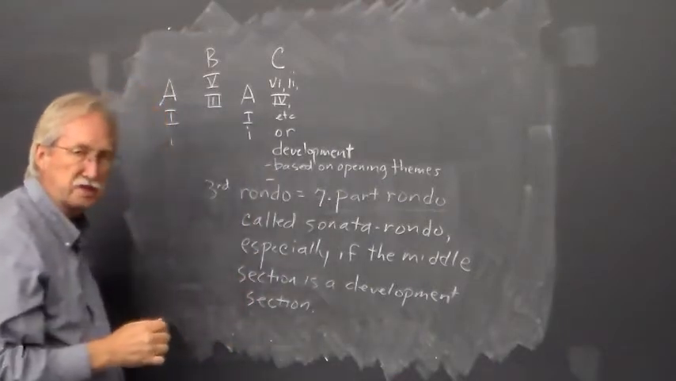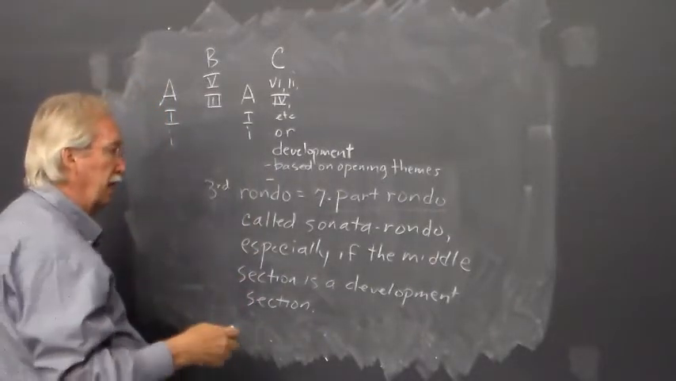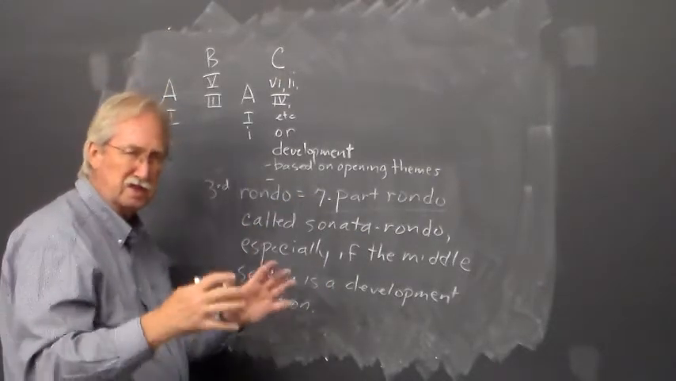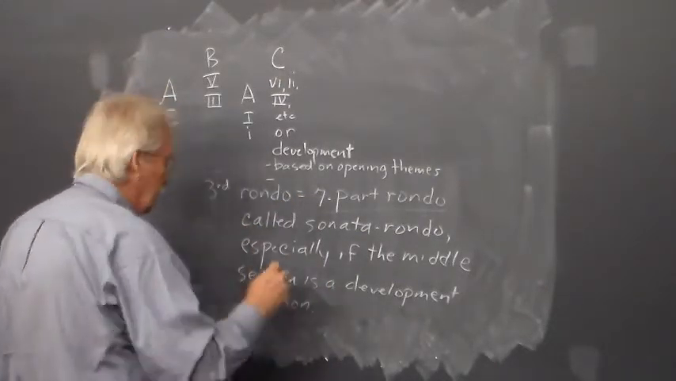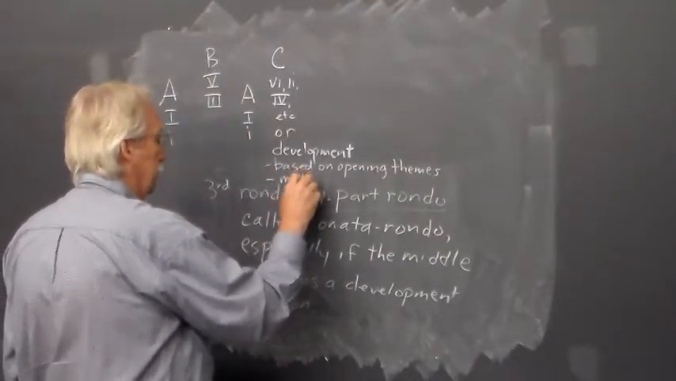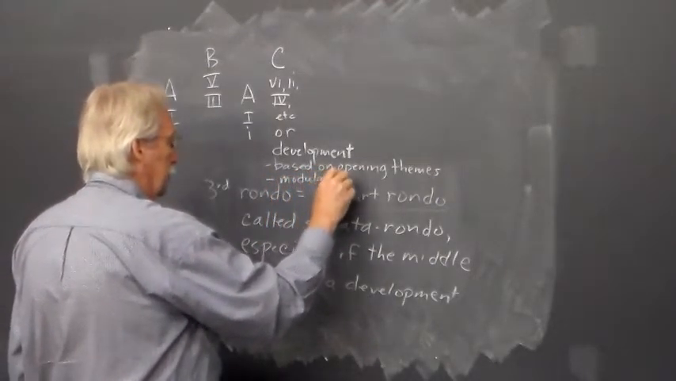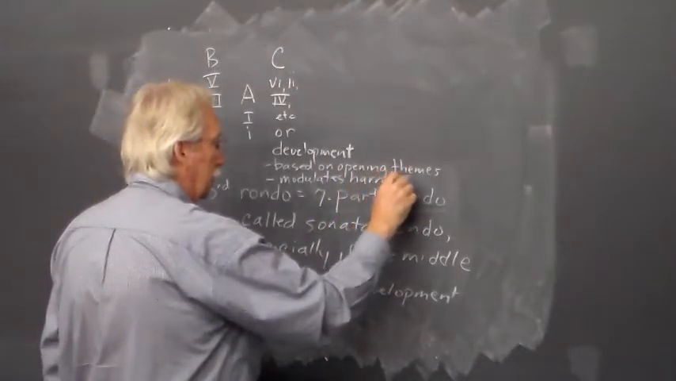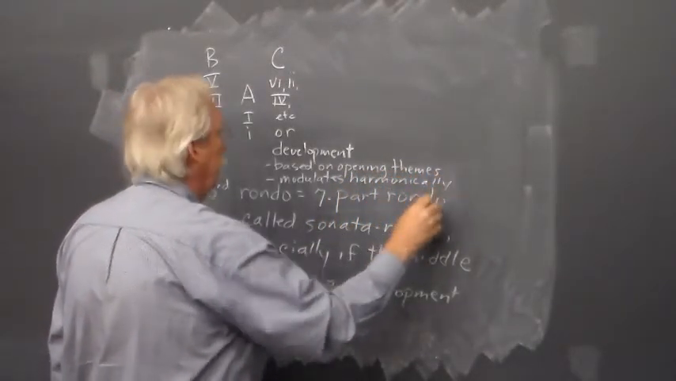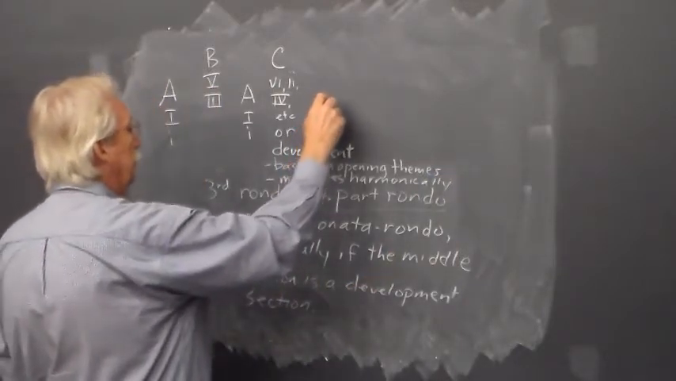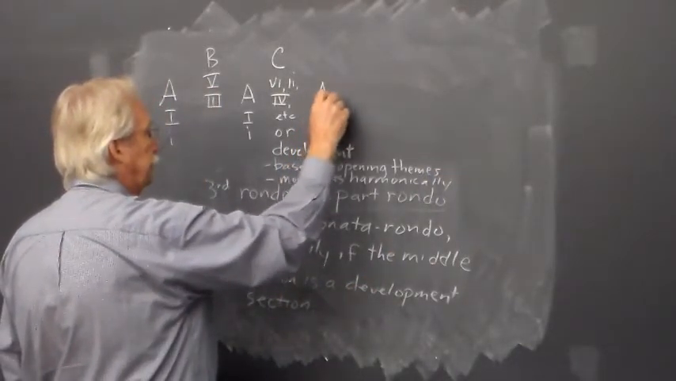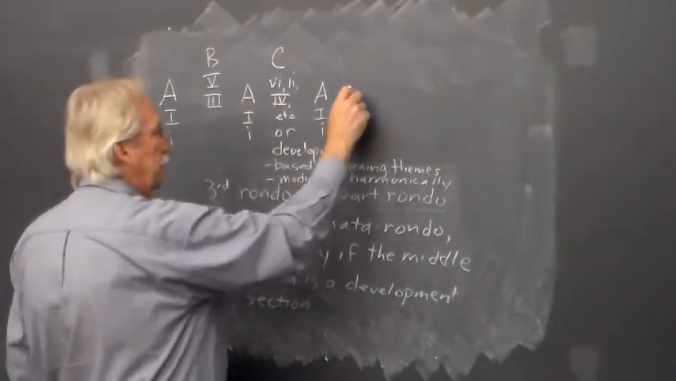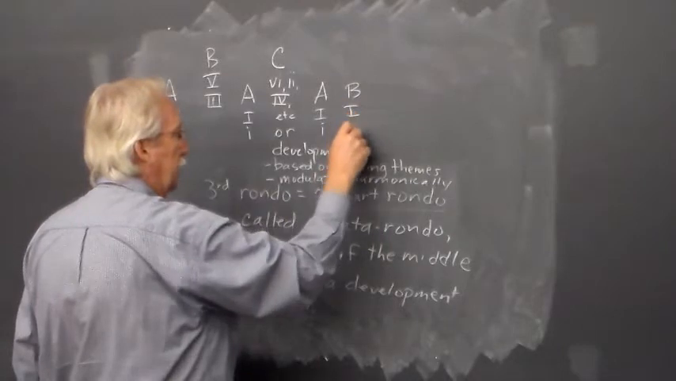And then the second characteristic of a development, as you know, is that it will modulate. So it touches on at least a couple of keys. It won't be just centered around one key. All right, so like I mentioned, the B theme is recapitulated in time.